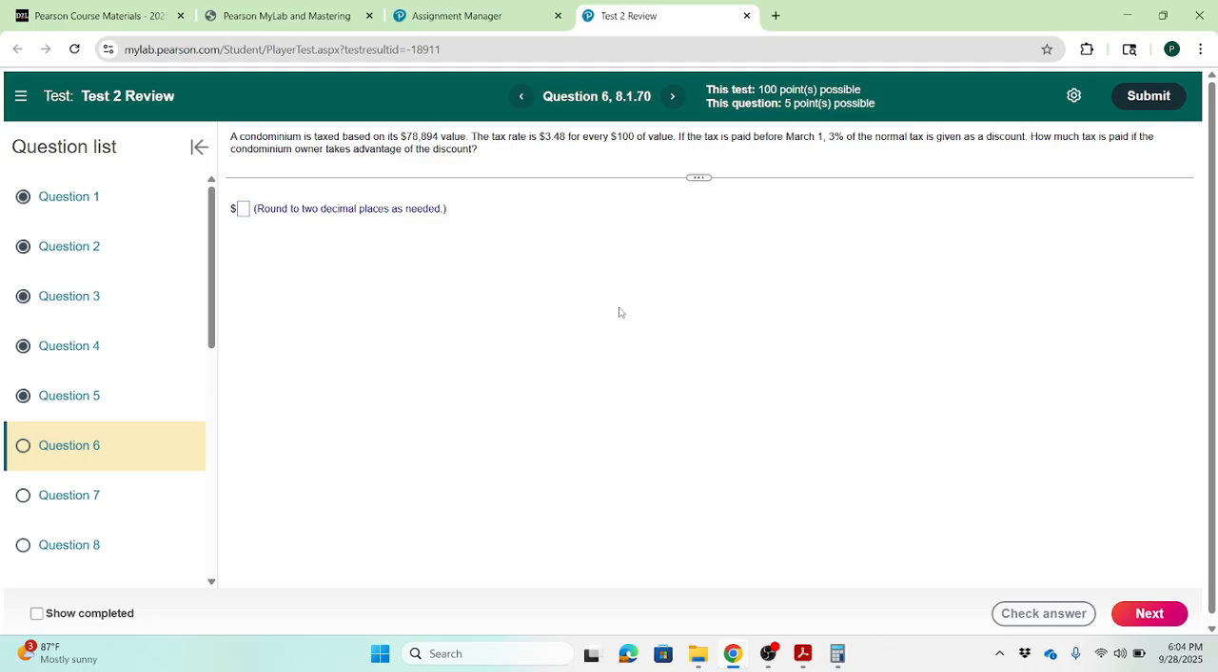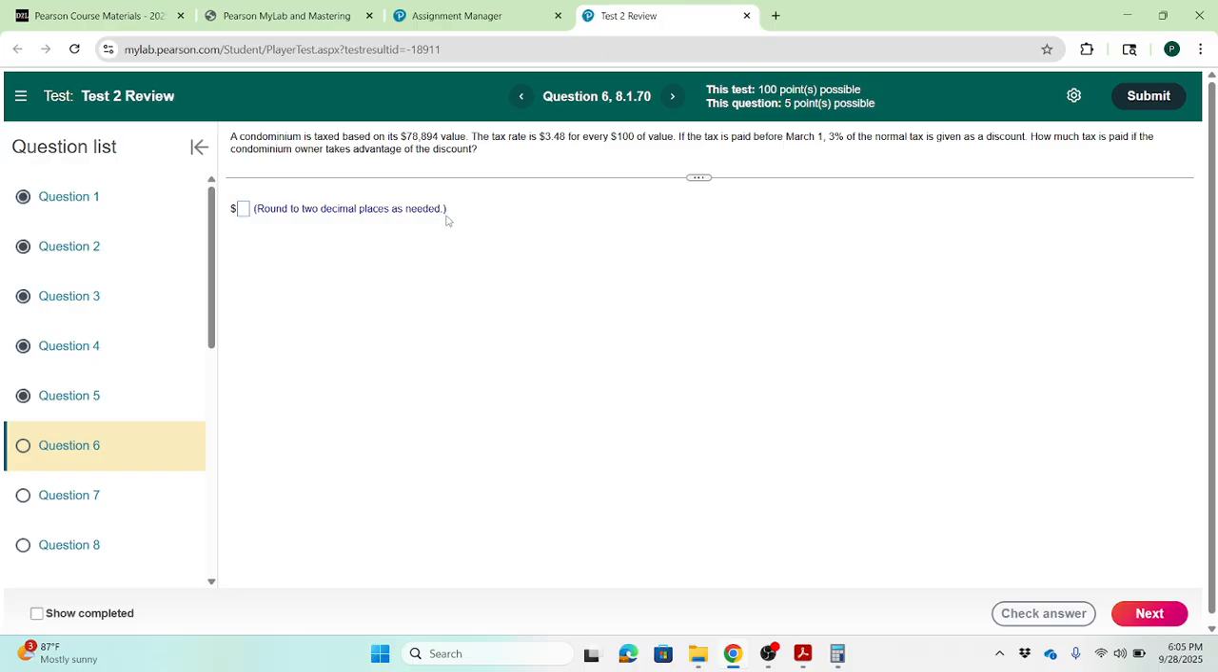A condominium is taxed based on its $78,894 value. The tax rate is 3.48 for every 100 of value, so it's a 3.48%. If the tax is paid before March 1, 3% of the normal tax is given as a discount. How much tax is paid if the condominium owner takes advantage of the discount?